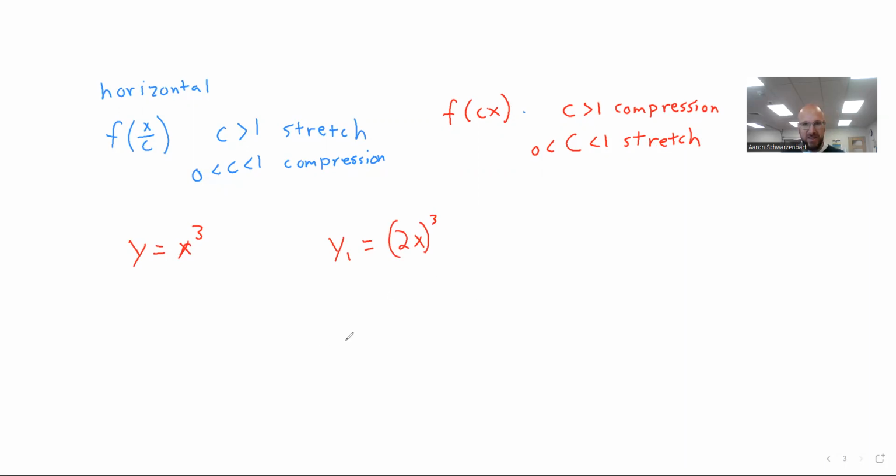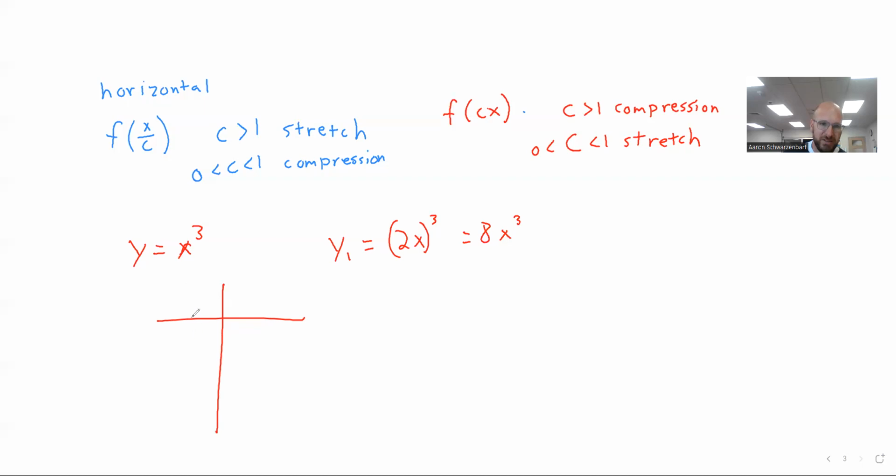Functionally, this is going to do the same thing as a vertical stretch, because I could expand that to be 8x cubed, which is a vertical stretch. When it's outside, it's vertical. When it's inside, it's horizontal. But let's look at what it does to the points, because this is going to come up later when we do transformations on trig functions like sine and cosine. This is where separating horizontal and vertical becomes important.